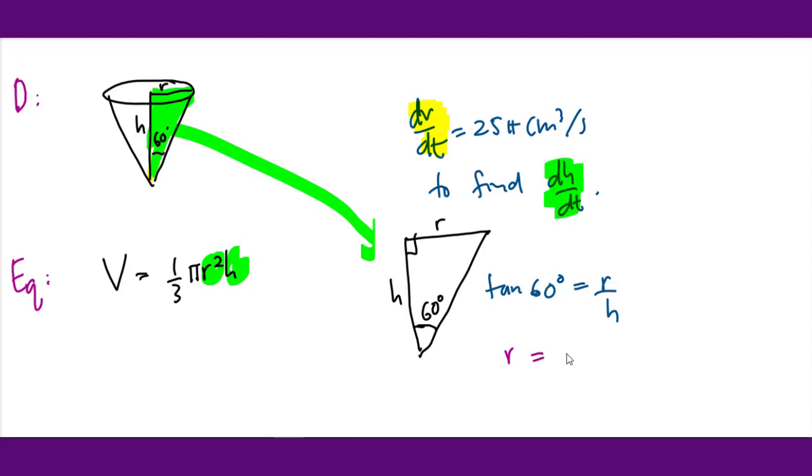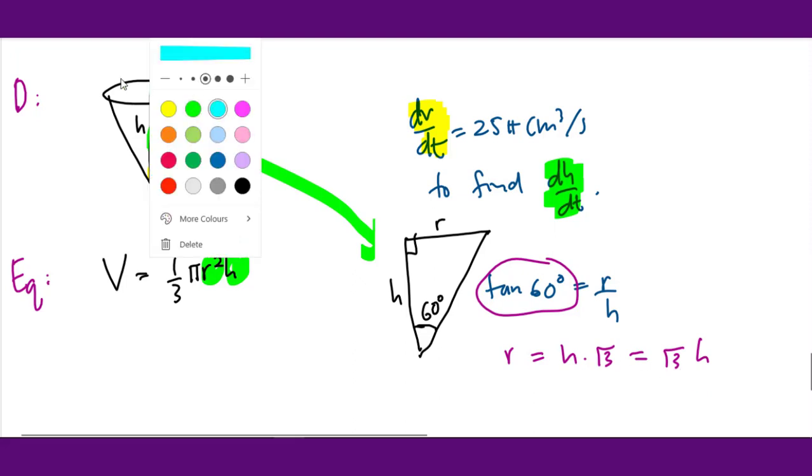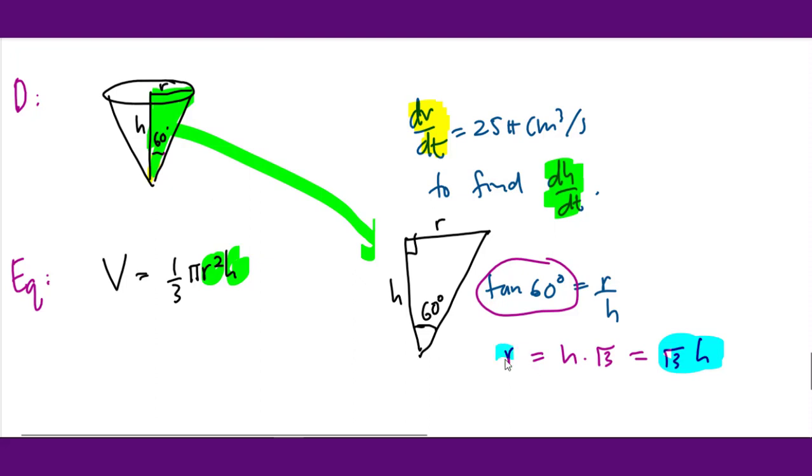r is equal to h tangent 60 degrees, which is root 3 h. So substitute r equals root 3 h into here. Then the third step is EX: express V in a single variable.